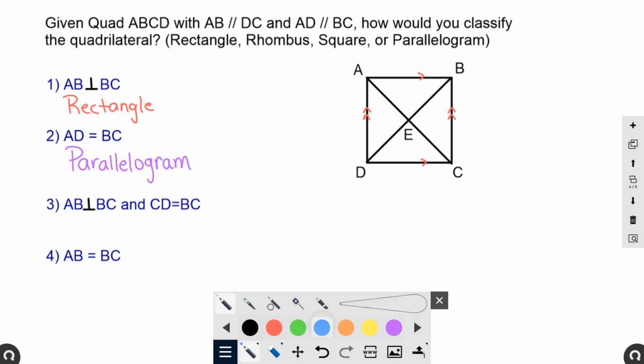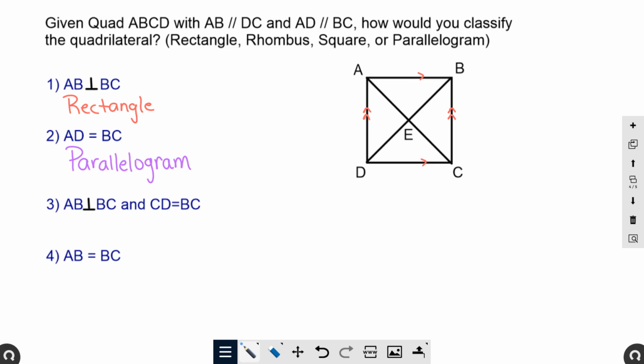Okay, now the third one, again, separate one. Now we're putting the first one together. So AB and BC are perpendicular, so I can put a right angle there. But now we also know CD is equal to BC. It's a square because it's got now 4 right angles, and the consecutive sides, the sides that touch, are equal. So right angles and equal sides means square.